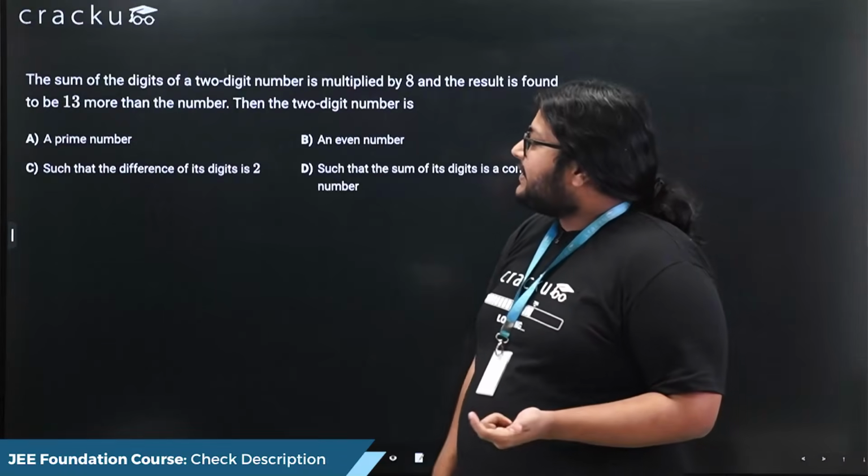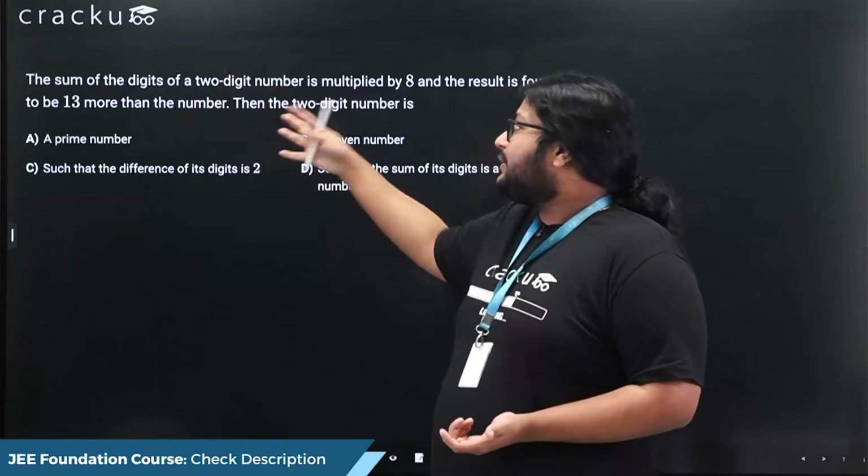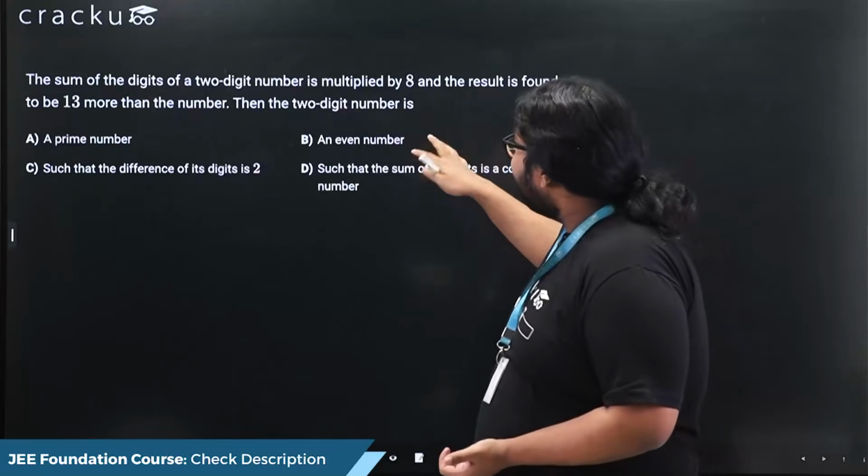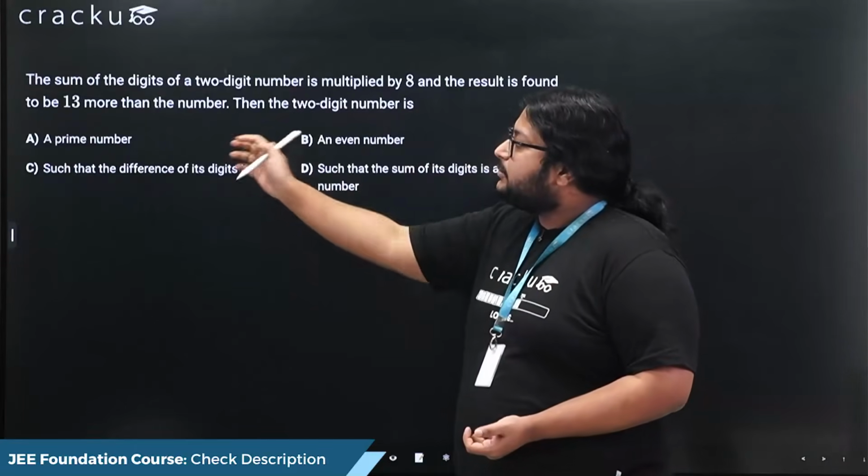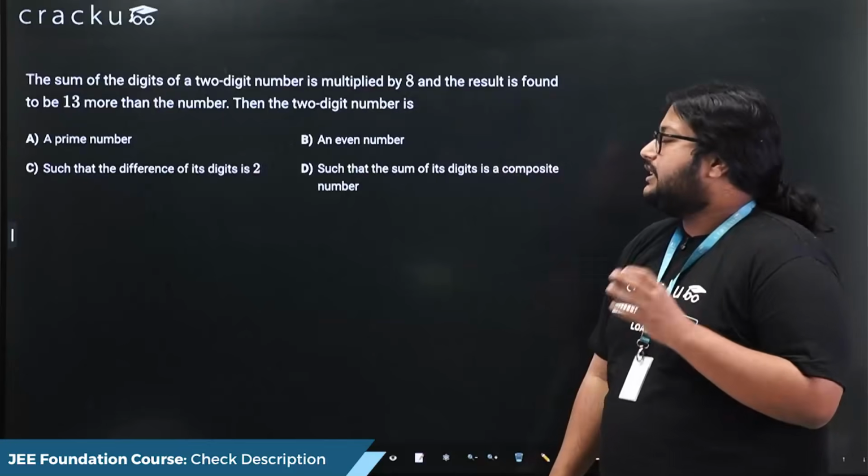Okay, so in this question, we are told that the sum of the digits of a 2-digit number is multiplied by 8 and the result is found to be 13 more than the number. Then the 2-digit number is.